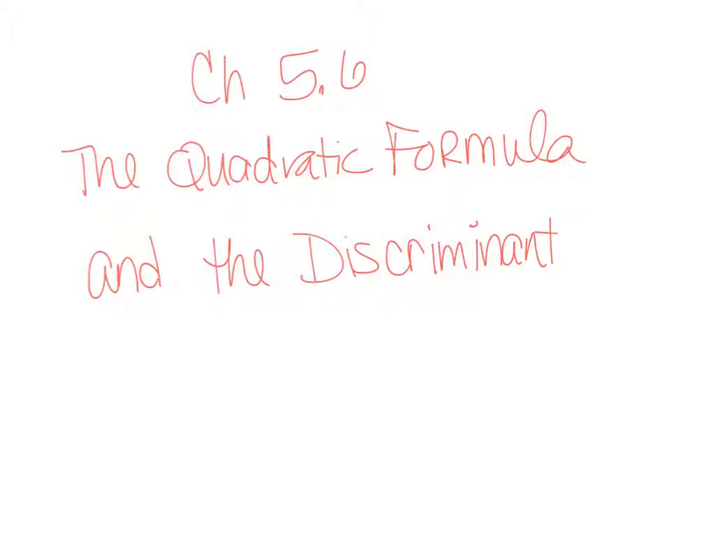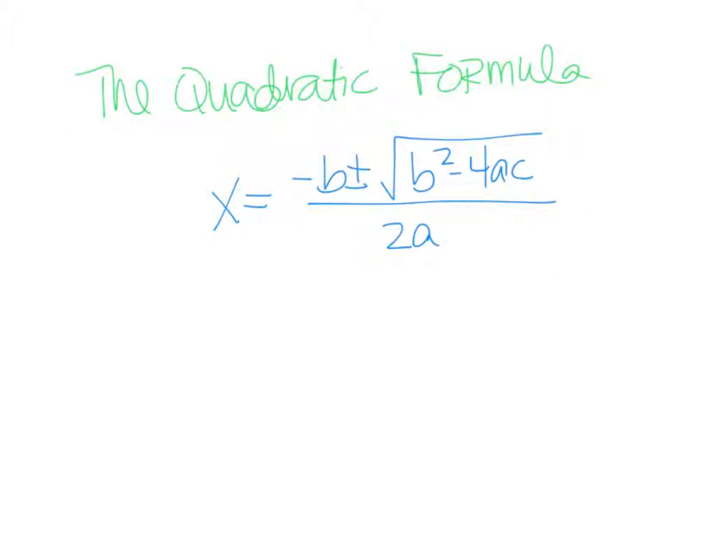I'm just going to talk about the quadratic formula, and we will talk about the discriminant in class. You should be familiar with the quadratic formula, except I know it's been a while, so here's your review. The quadratic formula is going to solve for x. X equals negative b plus or minus the square root of b squared minus 4ac all over 2a.